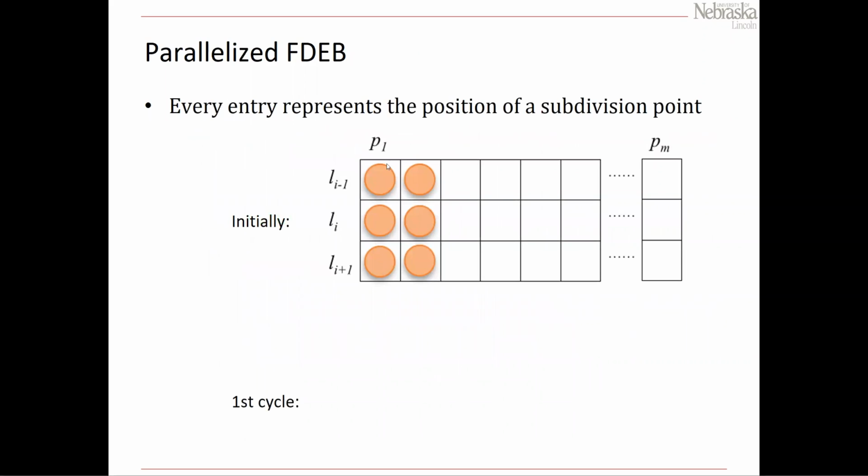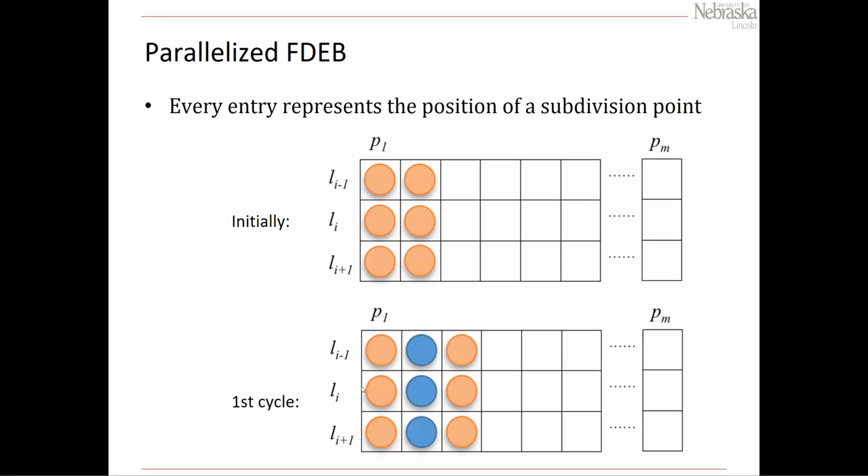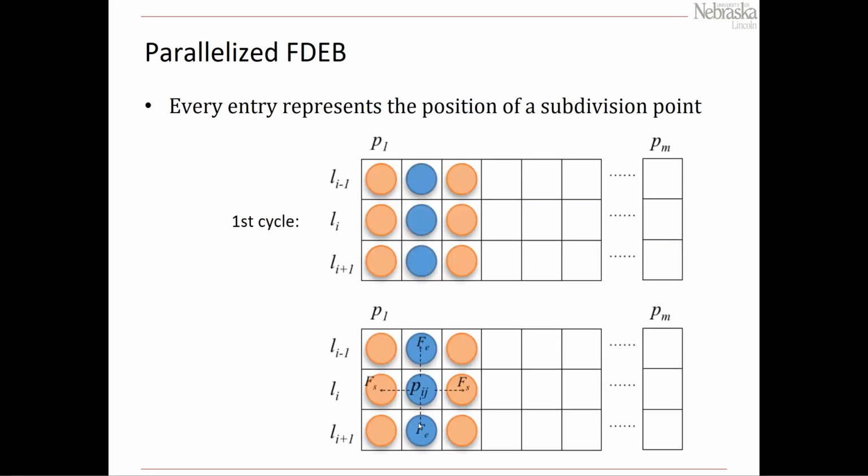Assume initially we just fill the endpoints of the edges into this table. These are represented as the orange dots in this matrix. Each point represents the position of the endpoint of one edge. Then in the first iteration, we generate the first subset of the subdivision points. For each subdivision point, we can calculate the force corresponding to their neighbors. You can see the calculation of the force applied to each individual vertex can be computed at the same time.